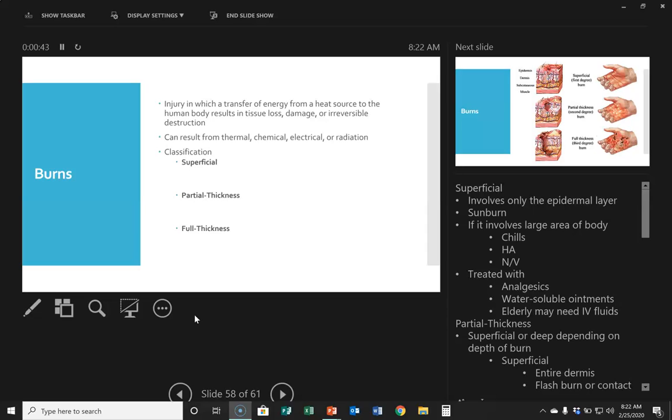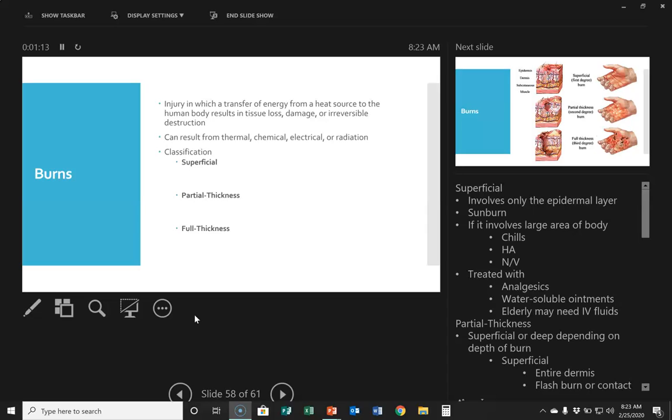So superficial burn, this only involves that top epidermal layer. Think of a sunburn. A mild sunburn is going to be a superficial burn. Usually can be treated with analgesics or ointments. If somebody is really badly sunburned, they're also probably really dehydrated, so we want to push fluids. They may have headaches. They may have chills because they're losing a lot of body heat through this burn, things like that.